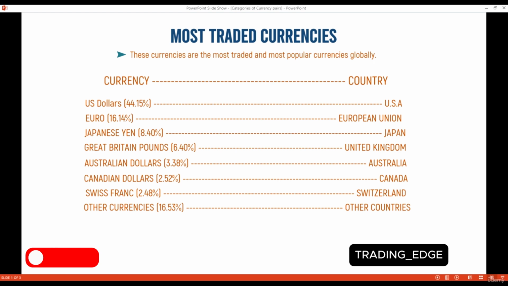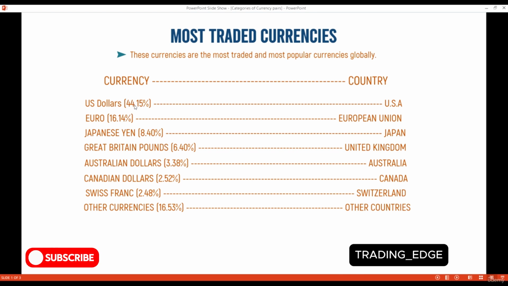So I have this on my screen right now, and it says most traded currencies. These currencies are the most traded and most popular currencies globally. We have a list of currencies here with the countries or the regions they are associated with, and also this percentage value. This is the percentage of how much this currency is used for global trade. We see that the US dollar is the most used currency globally for trade.